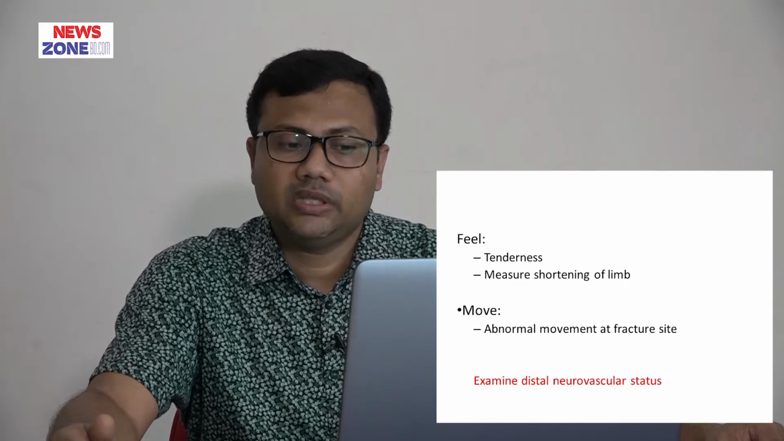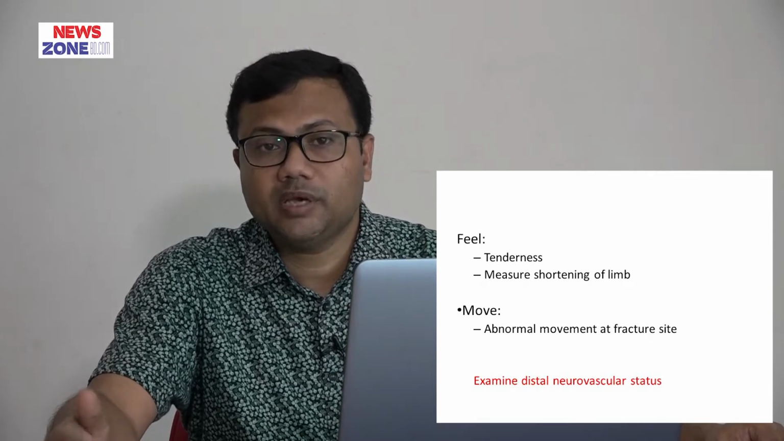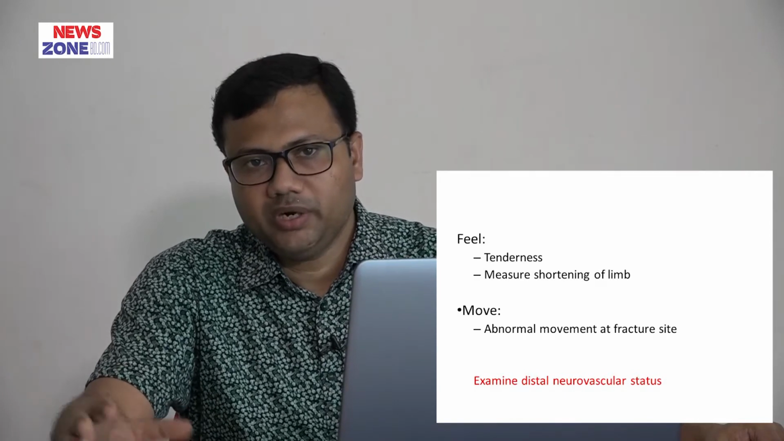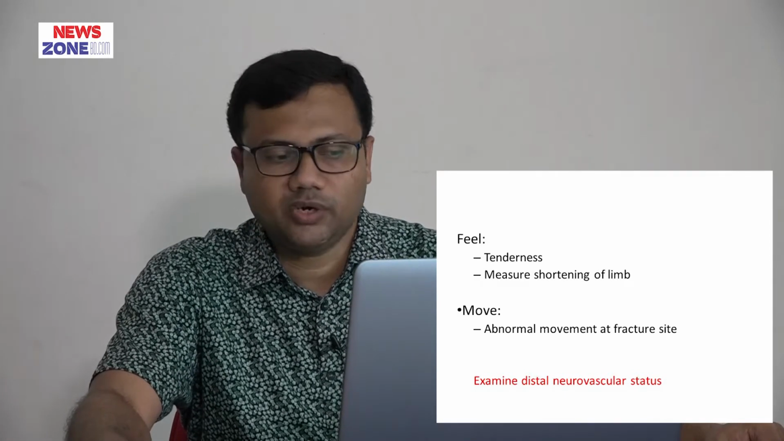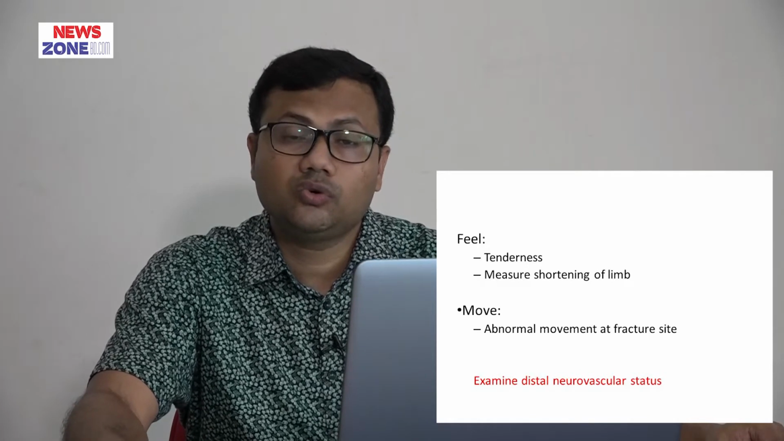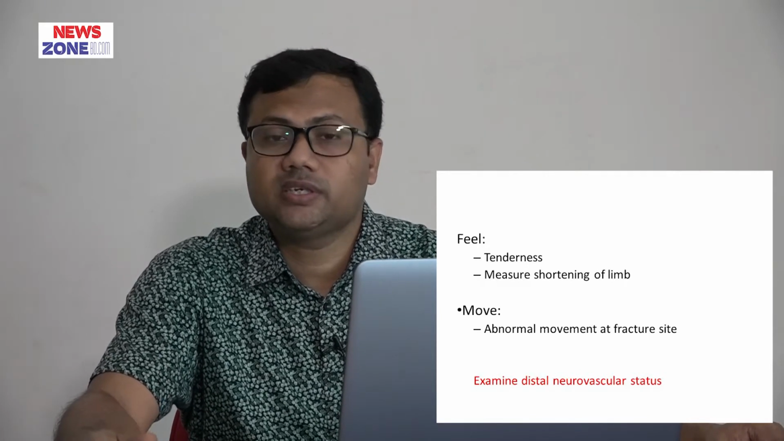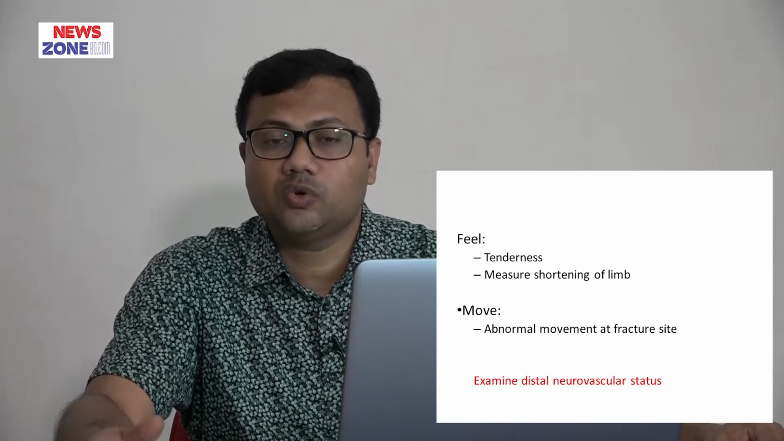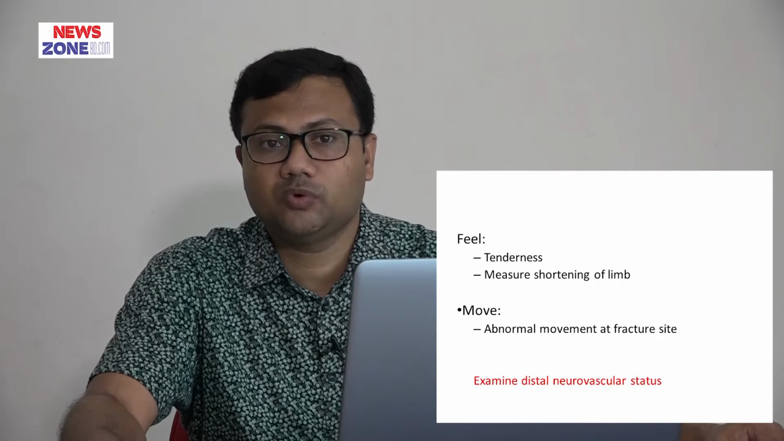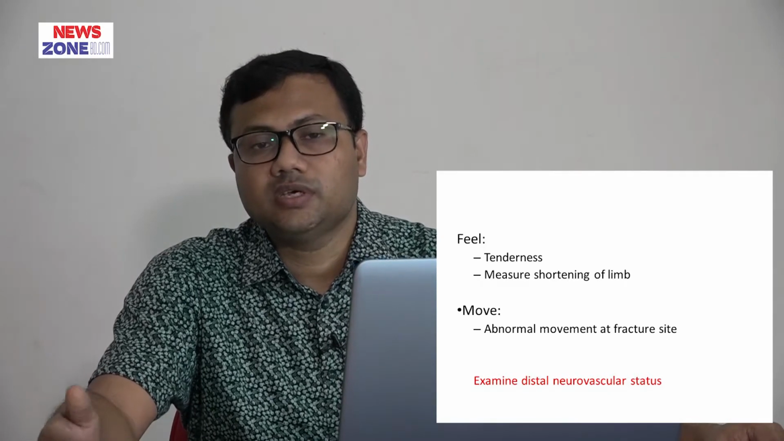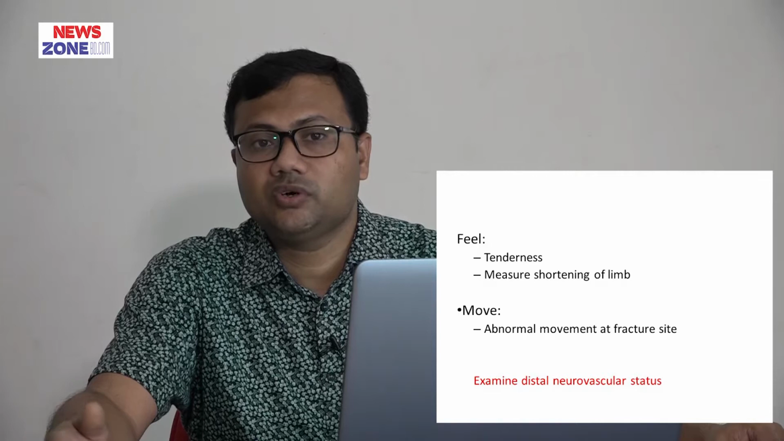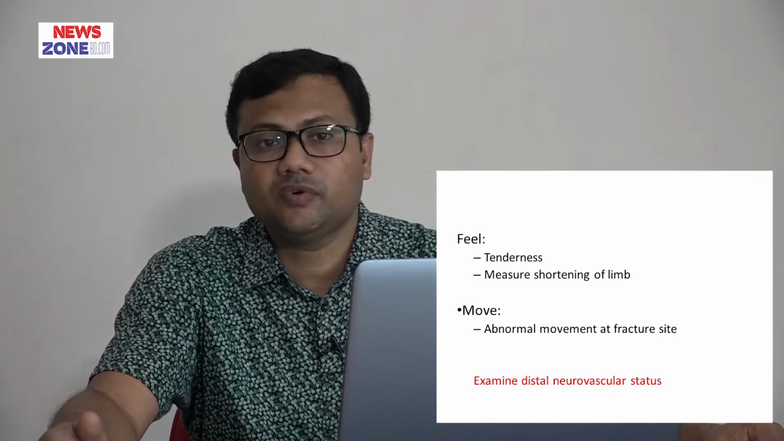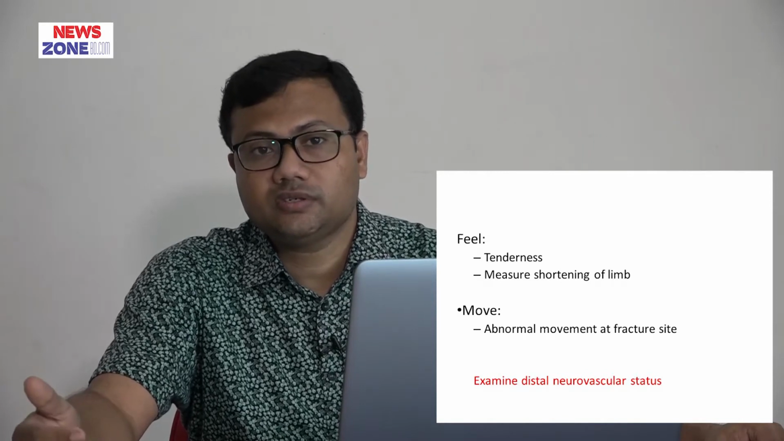And in move, abnormal movement may be present at the fracture site, including movement in the knee joint. And we should look very carefully at the distal neurovascular status, whether there is a nerve injury during the fracture of the bone. There may be a chance of sciatic nerve injury, femoral nerve injury or femoral vessel injury. So, we should clinically examine the patient carefully for distal neurovascular injury.